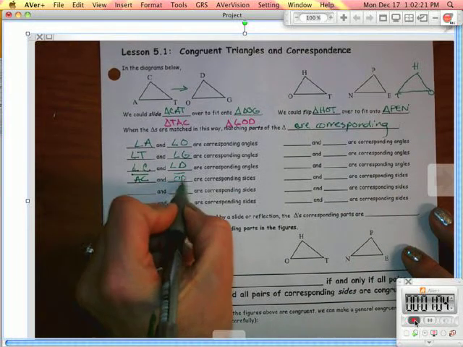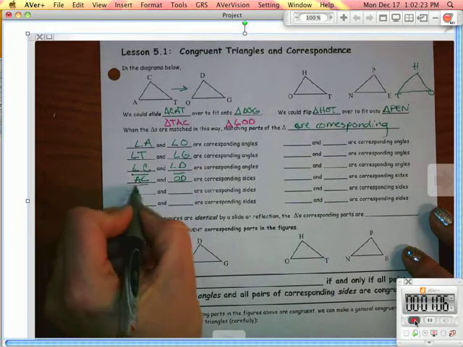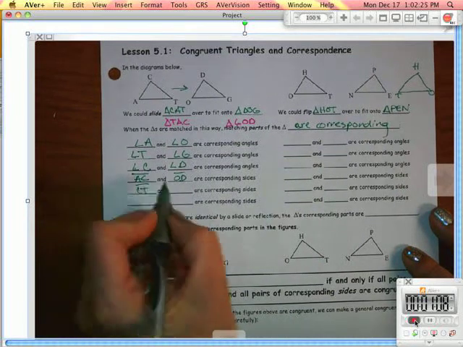And then we have one more side. Side AT right here corresponds with what?